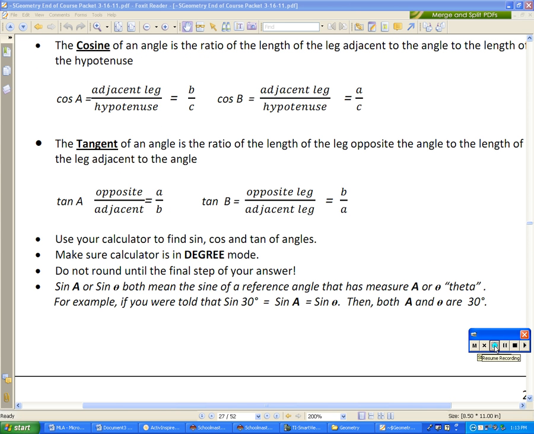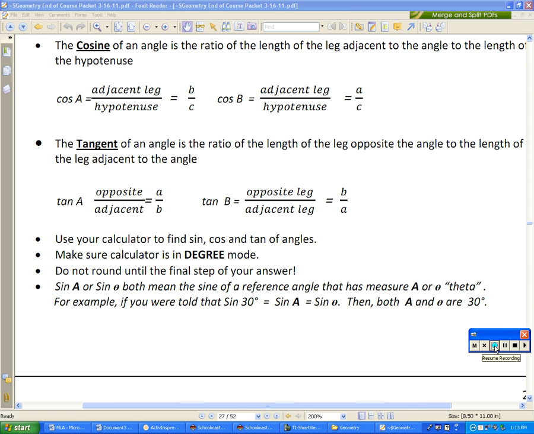You'll be asked to use your calculator to find sine, cosine, and tangent of angles. Make sure your calculator is in degree mode when we take the test, and it should be because that's what we've been in the whole time. Don't round until the final step of your answer. That's something that we've been bad about.